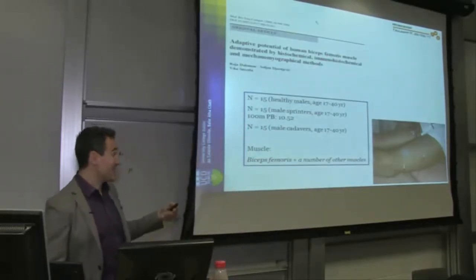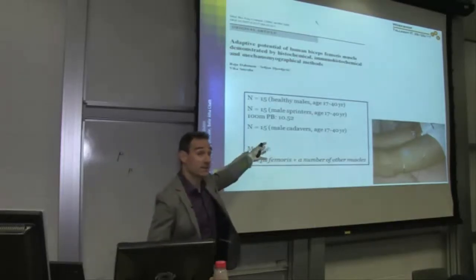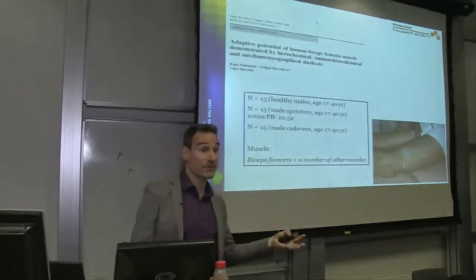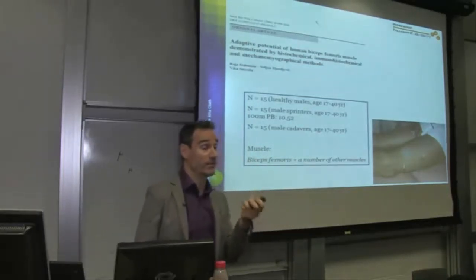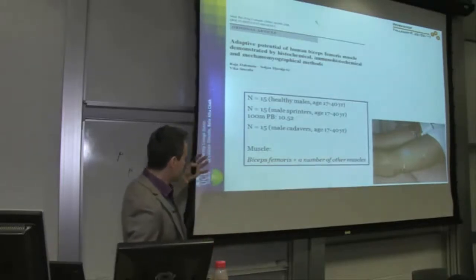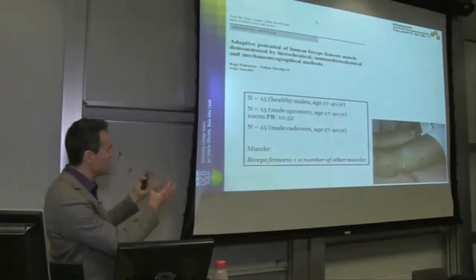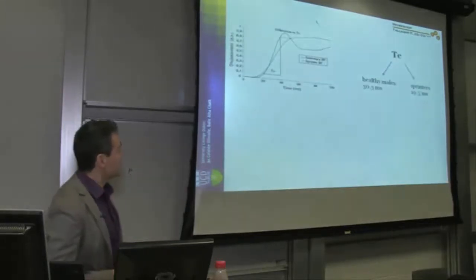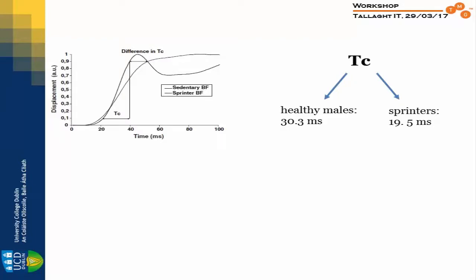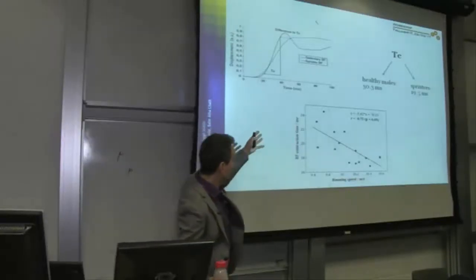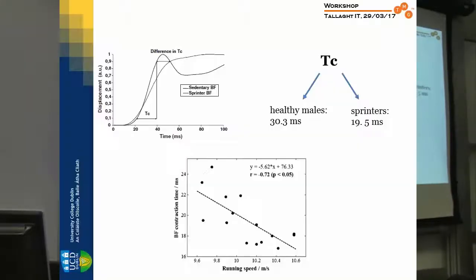And they also had samples from, that's correct, it's not an error there, male cadavers that they used to take some biopsy samples of their muscles. And they measured biceps femoris and a number of other muscles. Now, there are pretty much two studies within that publication. In the first one, they compared contraction time between healthy males and sprinters, and they found that contraction time was slower for healthy males compared to sprinters, and they found a negative relationship between contraction time and running speed in sprinters.